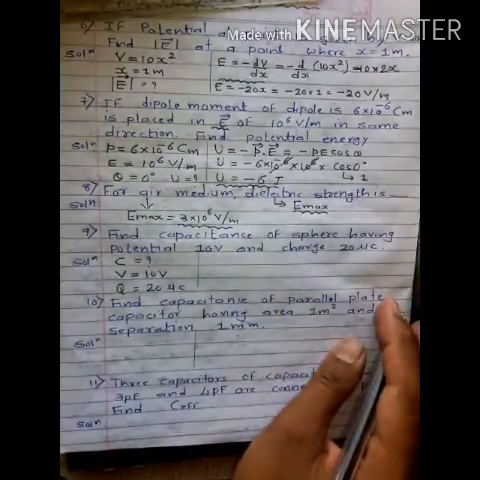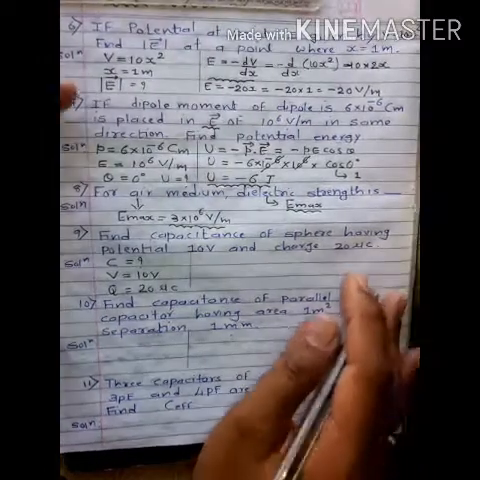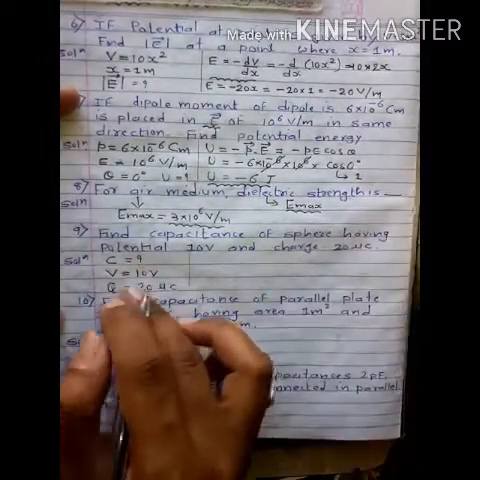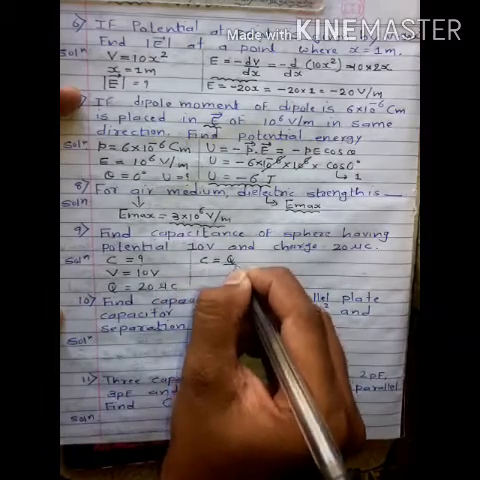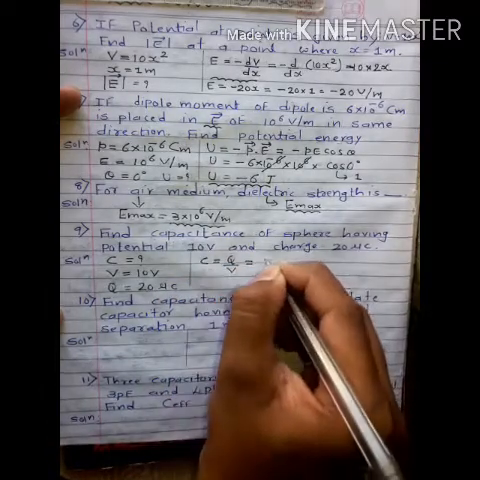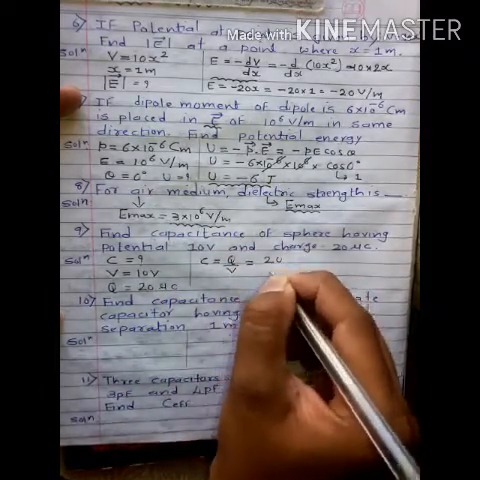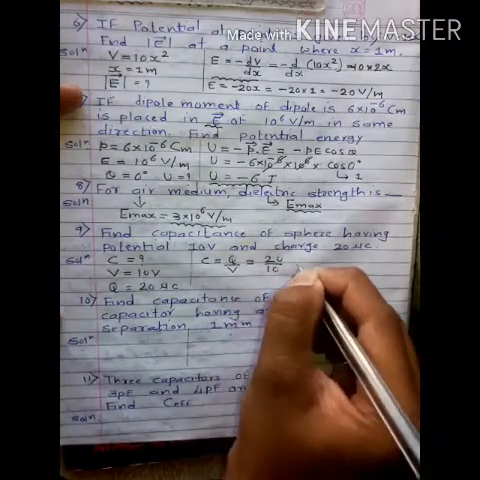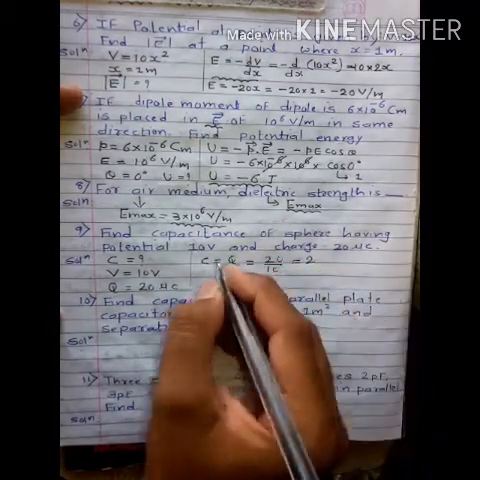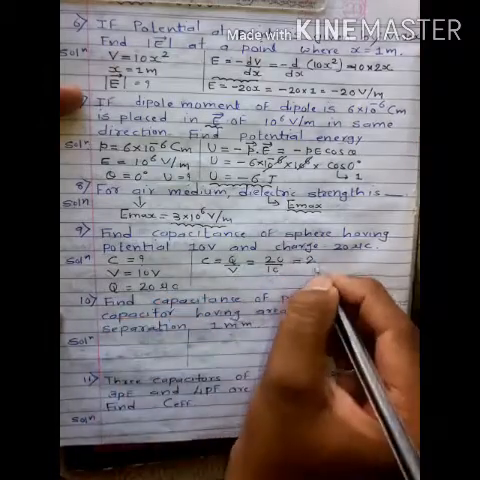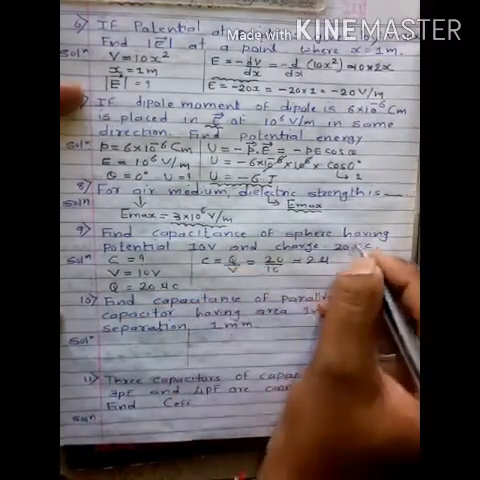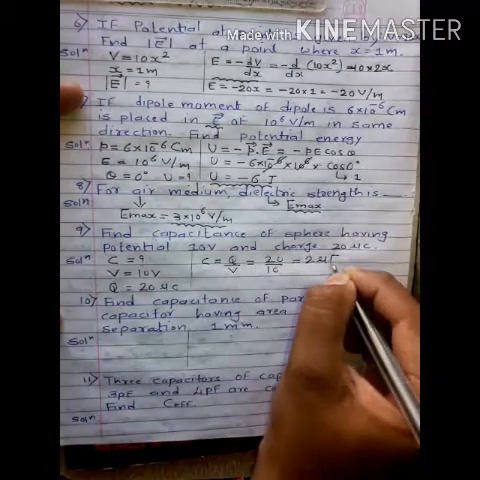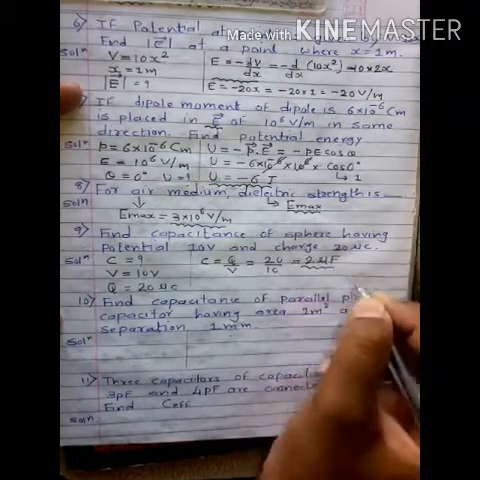We have the equation of capacitance in terms of V and Q. This is a standard equation. C is equals to Q by V. Q means 20. Clear? Divided by V means 10. So our answer is 2. Now here it is micro, so we use the symbol mu, and the unit of capacitance is farad. So your answer is 2 microfarad.